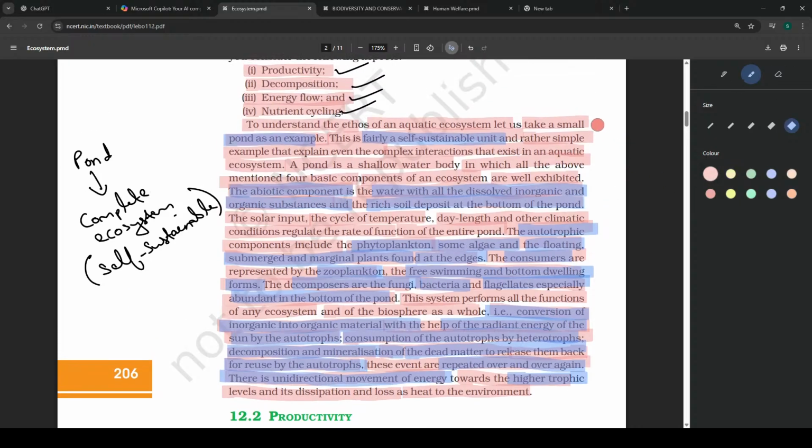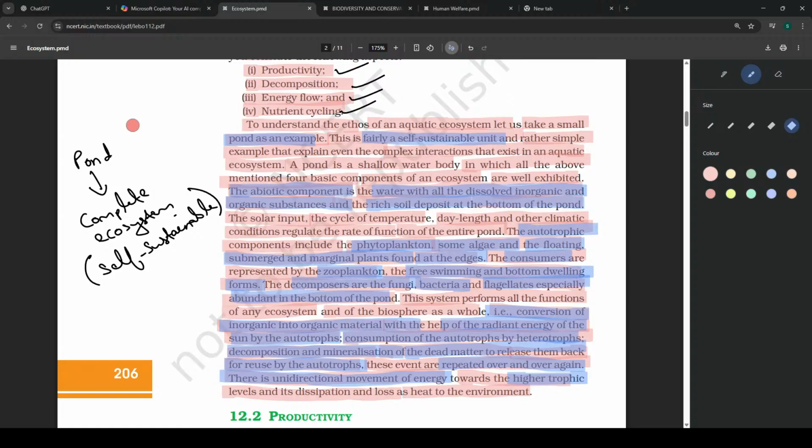What they are talking about here, in an aquatic ecosystem, if we take a pond as an example, a pond is a self-sustainable unit of an ecosystem. It's a complete ecosystem. What is a pond? It is a shallow water body in which all the basic components of an ecosystem are exhibited. We know that an ecosystem has abiotic and biotic parts. What is an ecosystem? We saw the definition. An ecosystem is a functional unit of nature which shows interaction between biotic and abiotic factors.